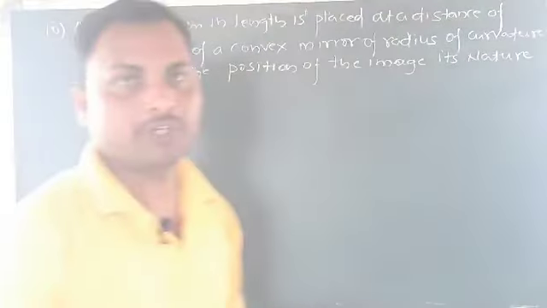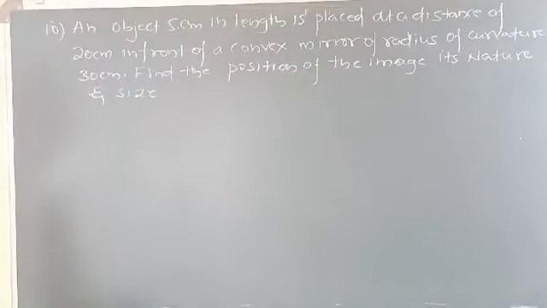Well students, we have the next problem here. An object 5 centimeter in length is placed at a distance of 20 centimeter in front of a convex mirror of radius of curvature 30 centimeter. Find the position of the image, its nature and size. See here, a convex mirror is given this time.